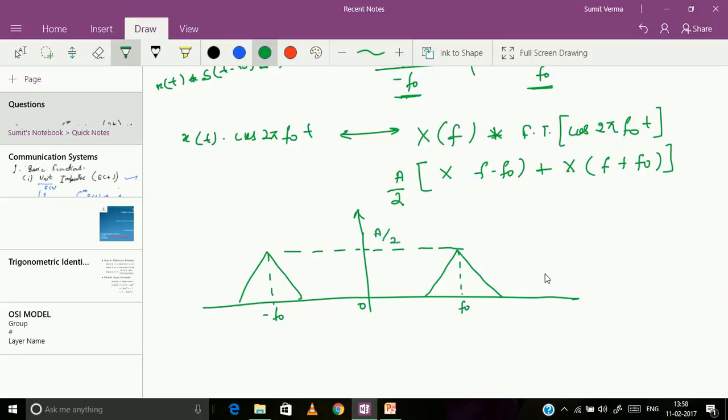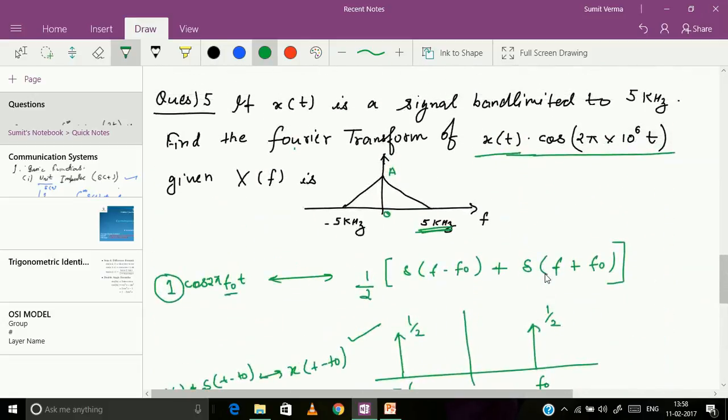So the same property that I told before: if you have multiplication with cos, that is the modulation property, you can just split the original spectrum into two parts. When you split it into two parts, it becomes half, putting one part at f naught and another part at minus f naught. Even in the question, f naught was given to be 10 to the power 6, which is 1 megahertz. I can write it as 1000 kilohertz, and this was band limited to 5 kilohertz.